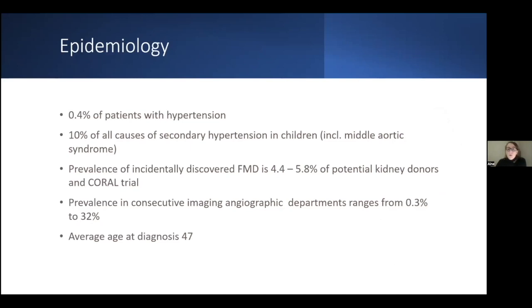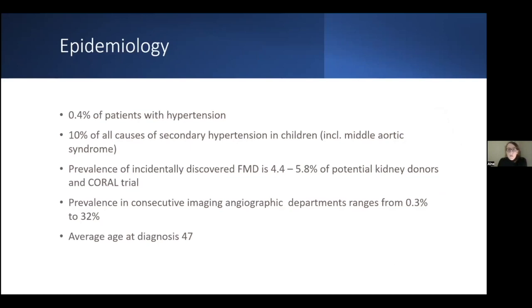So about 0.4% of patients with hypertension will be found to have FMD. The percentage increases in young children, 10% of whom will have FMD or another vascular abnormality such as middle aortic syndrome, which is a narrowing of your thoracic or your abdominal aorta.